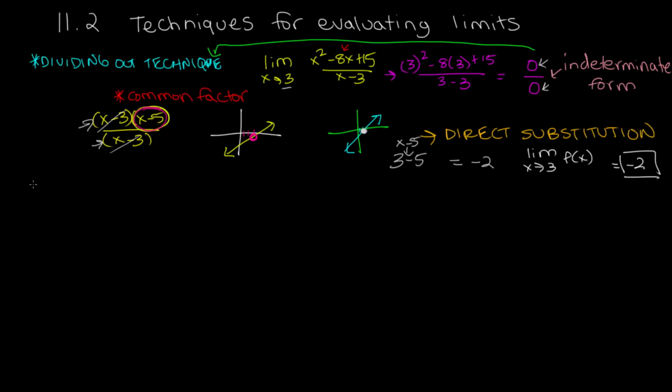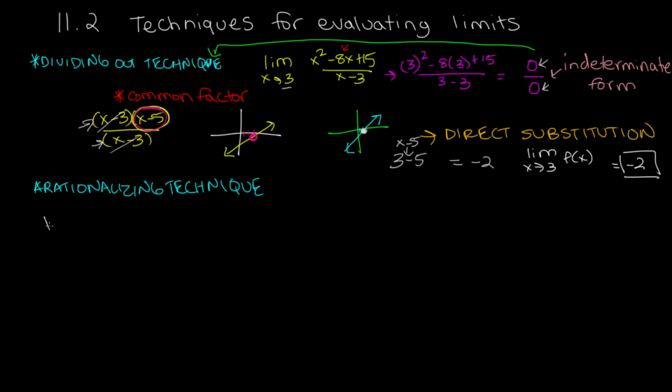Now let's take a look at another technique. We call this the rationalizing technique. It's going to be easy. So essentially we're going to use this for a different type of function. For rational functions, we can use the dividing out technique because we have something in the numerator and denominator we can cancel out. For the rationalizing technique, usually we're going to use this for root functions, so square root functions and the like.